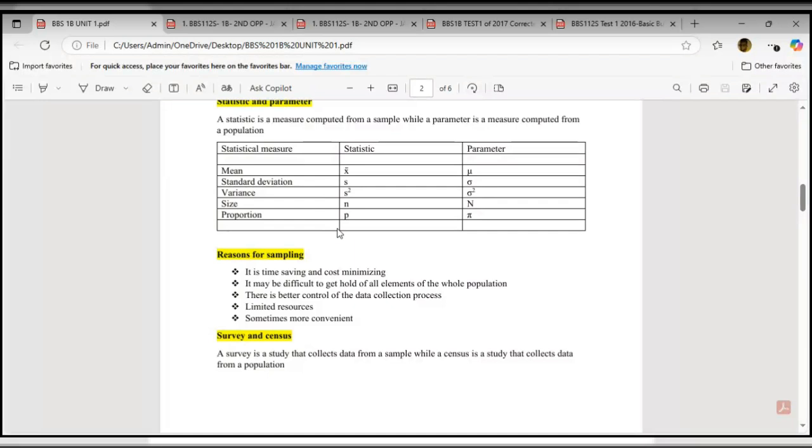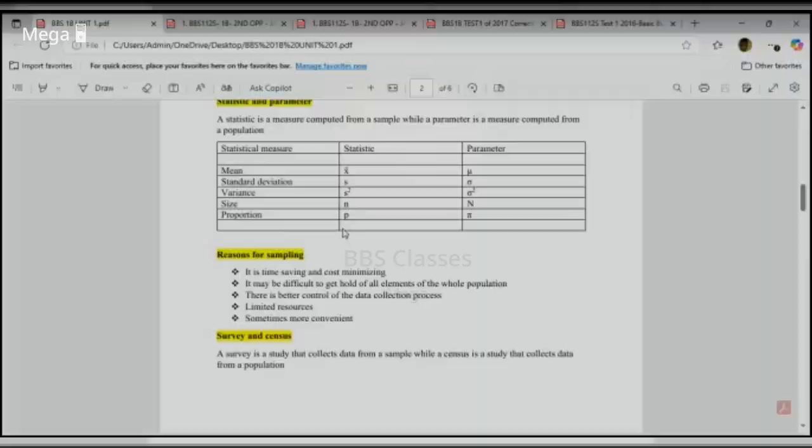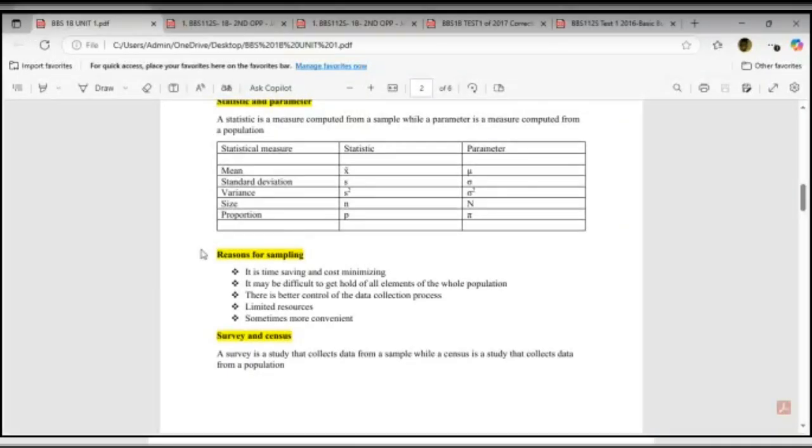So instead of us getting information from the whole group, what is the reason for sampling? Sampling means choosing a portion of the group. Now, how do we do that? These are the reasons. Because it saves time and it minimizes the cost of collecting data.